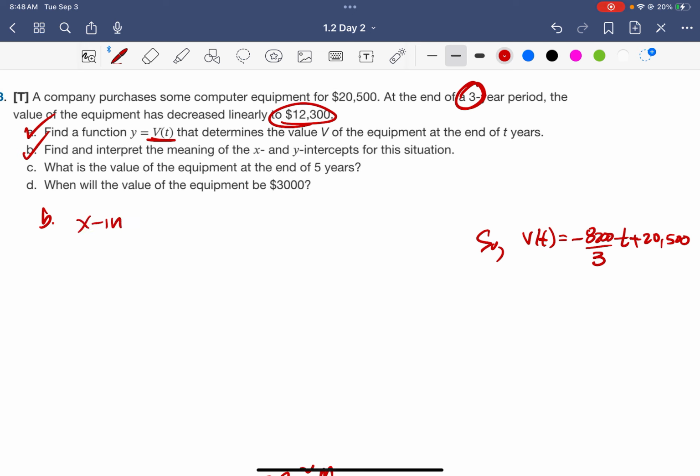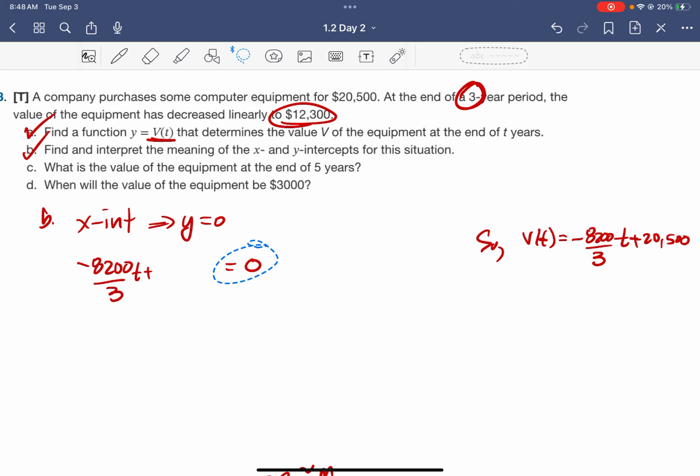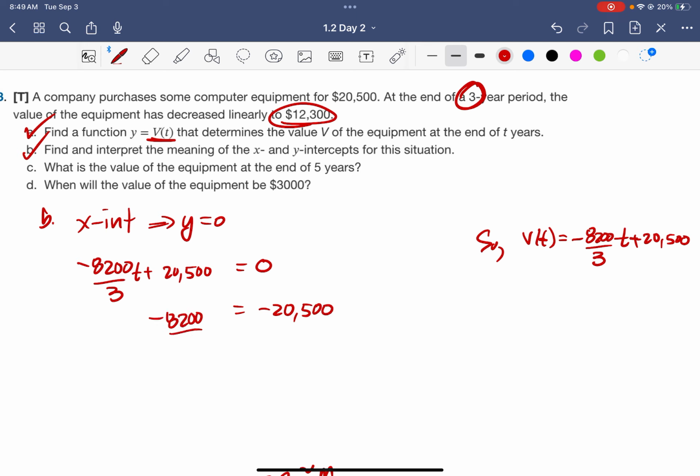For B, the x-intercept, we know that that's where y equals 0. So I can just set my whole function equal to 0, and I get negative 8,200 over 3t plus 2,500. And I get negative 2,500 equals negative 8,200 over 3t. If I multiply both sides by 3, then it should be negative 63,000, but I'm going to make sure.